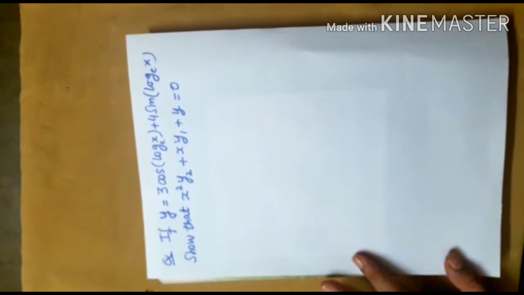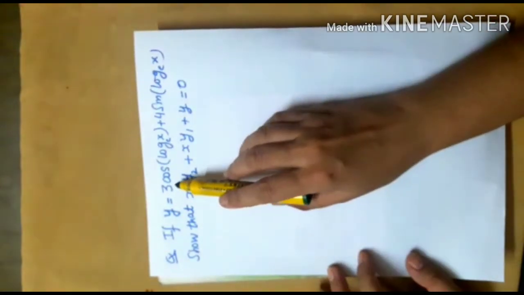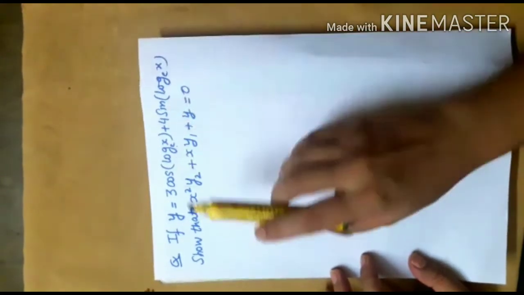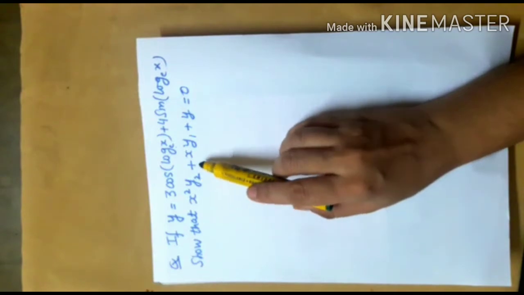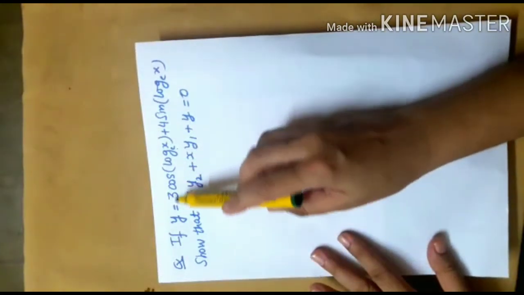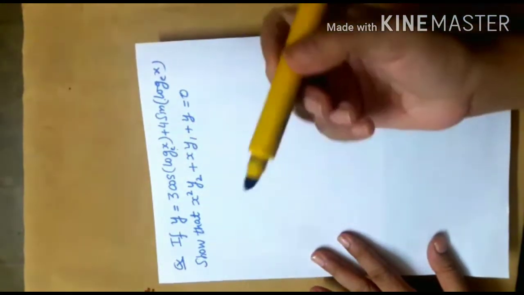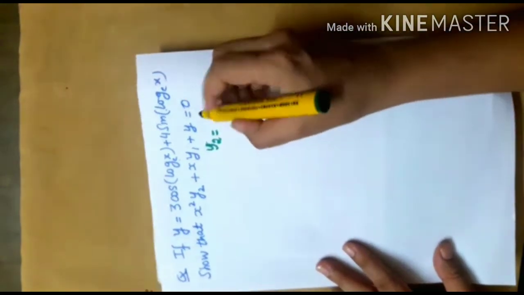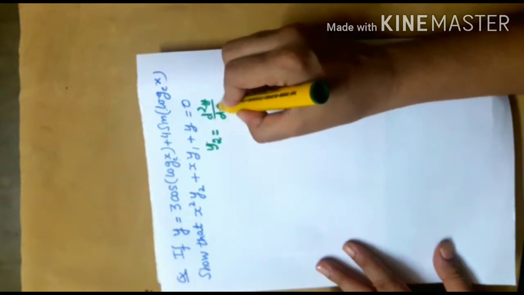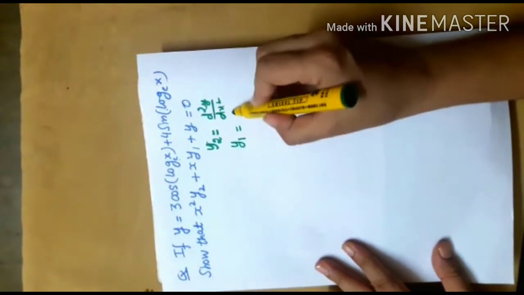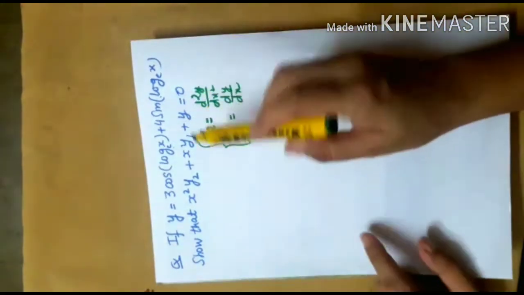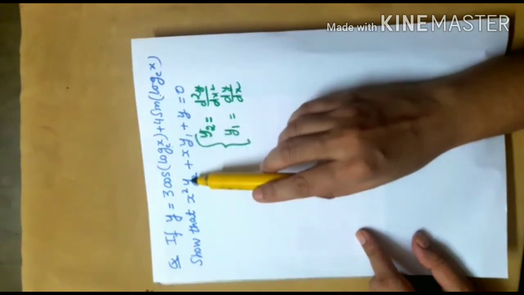Let's take another question. If y is equal to 3 cos log x to the base e plus 4 sin log x to the base e, show that x square y2 plus x y1 plus y is equal to 0. I am given this and I need to show this. Here y2 is the second order derivative d square y by dx square and y1 is the first order derivative, right? So as you can see, I need the first order and the second order derivative.